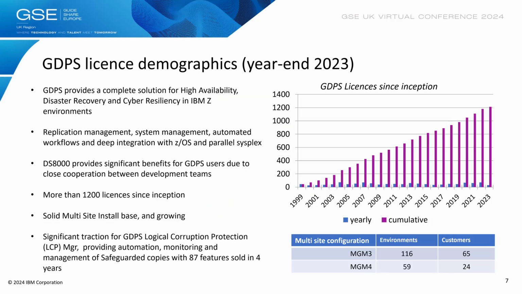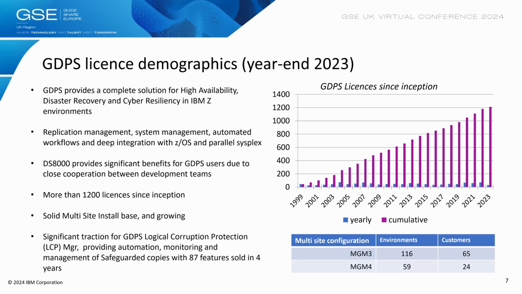So this chart quickly shows that GDPS is actually a largely adopted CA and DR solution in the mainframe ecosystem. At this point, we have more than 1,200 licenses that have been deployed since its creation in 1998, and it keeps growing over the years. All of this is to say that this is an proven solution. This is something that is largely used by customers in the mainframe ecosystem, and it has been used for several years.